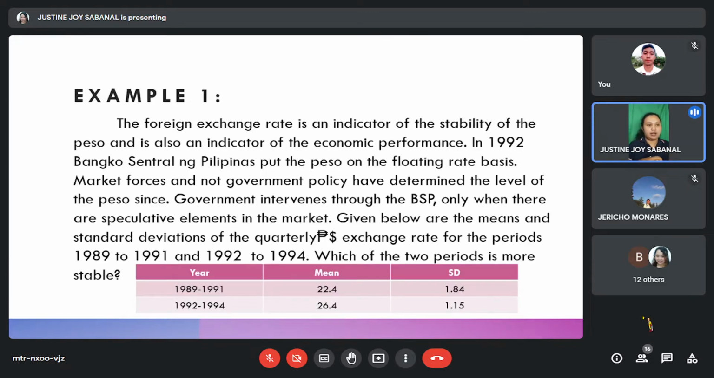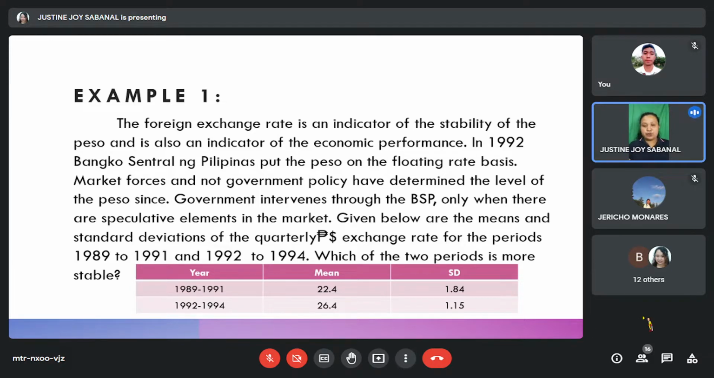So, take this example po. The foreign exchange rate is an indicator of the stability of the peso and is also an indicator of the economic performance. So, in 1992, Bangko Sentral ng Pilipinas put the peso on the floating rate basis. So, market forces and not government policy have determined the level of the peso. So, government intervenes through BSP only when there are speculative elements in the market. So, given below are the means and standard deviations of the quarterly peso-dollar exchange rate for the periods 1989 to 1991 and 1992 to 1994.